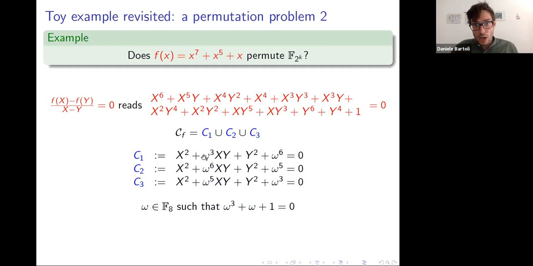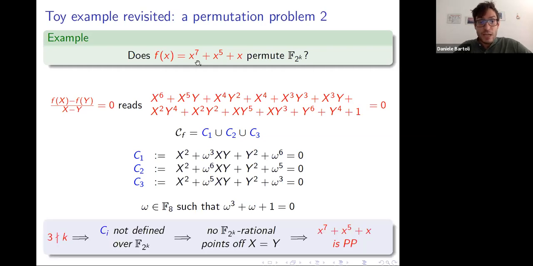Now, here omega is an element of F_8 which satisfies this. So in general, these 3 conics can be defined or not over the field we are interested in. In particular, if 3 divides k, F_8 is a subfield of this. So this means that each of these 3 conics is defined over the ground field F_{2^k}. And so, as we saw just before, each of these conics possesses F_q rational points, and so we can conclude that this is not a permutation.